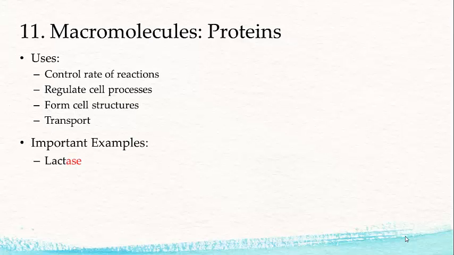An important example would be lactase. So this is the protein that is responsible for breaking apart milk sugar or lactose, breaking it down during digestion. So people who have not enough lactase or their lactase is not formed correctly, they're going to be unable to break down lactose and they're going to be lactose intolerant. Notice that this ends with ase. A lot of proteins end with ase, so that's a good hint that something is a protein.